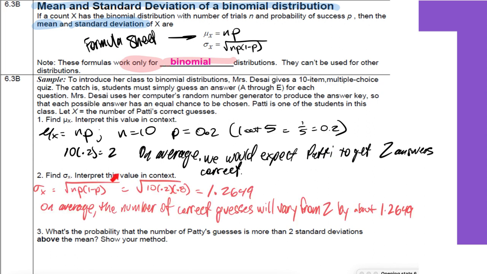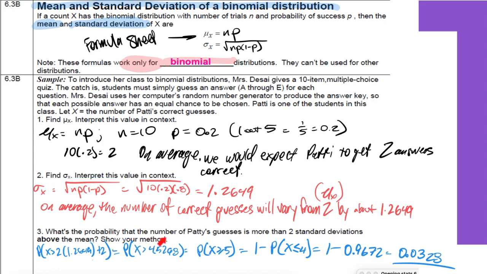Then find and interpret the standard deviation in the context of this binomial variable. It's the square root of n times p times 1 minus p. You just plug in your values, do the math, and you get 1.2649. Interpret in context: on average, the number of correct guesses will vary from 2, this is your mu of X by the way, by about 1.2649. This is the interpretation of the answer in context.